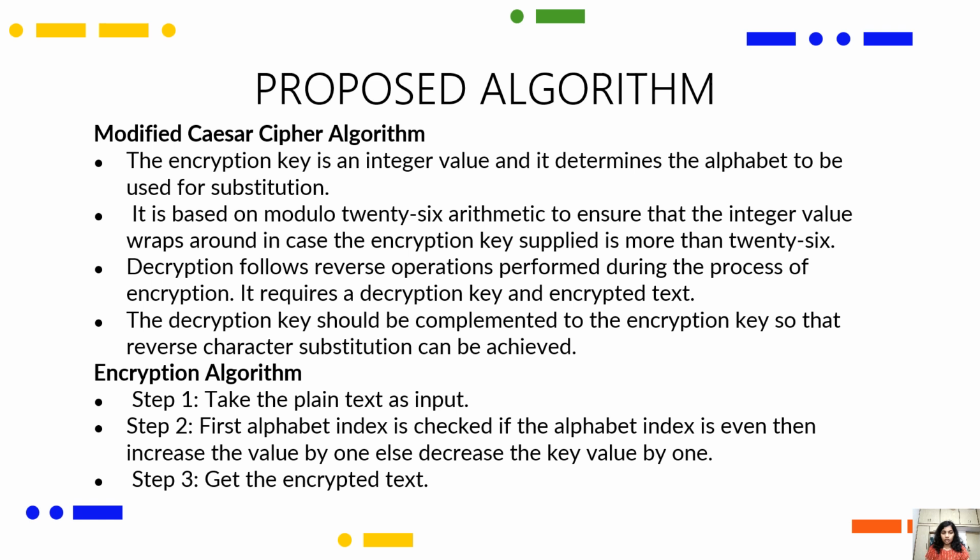So the decryption key should be complemented to the encryption key so that the reverse character substitution can be achieved. Encryption algorithm. In the first step, we take the plain text as the input. After that, in the text, the first alphabet index is checked. If the alphabet index is even, then it will increase the value by 1, else decrease the value by 1. And at the last we will get the encrypted text.